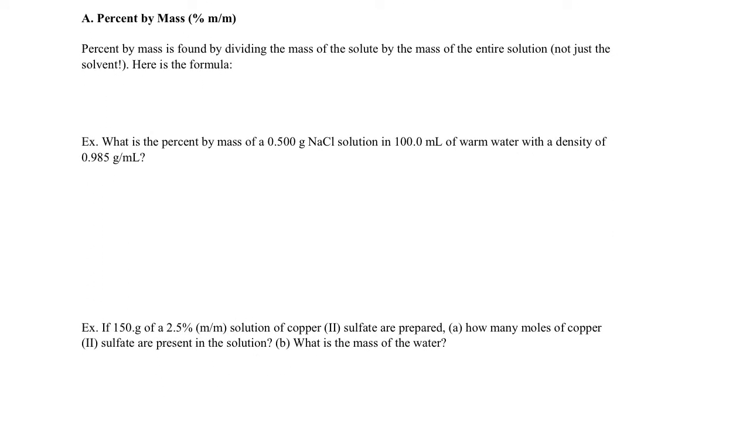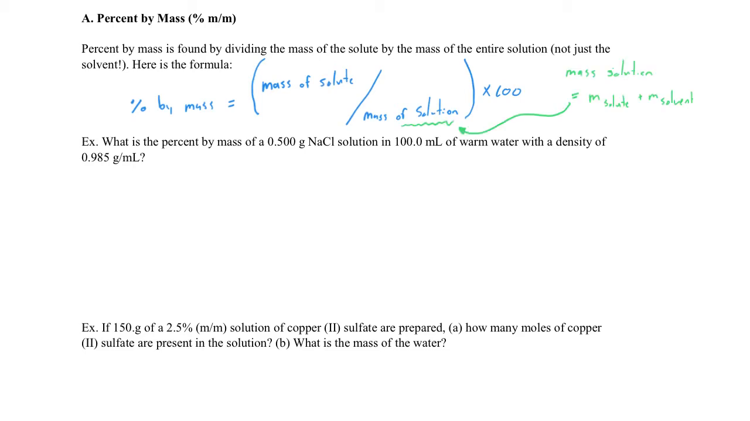When we express concentration using percent by mass, what we're doing is showing the percentage of mass of a solute that is dissolved in the total mass of the solution. We can find percent by mass by taking the mass of the solute and dividing it by the mass of the solution, and then multiplying that by 100. This will give us a percentage. Remember that when we find the mass of a solution, we have to include the mass of the solvent and the solute. So let's apply this to an example.